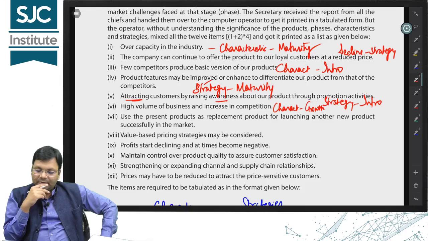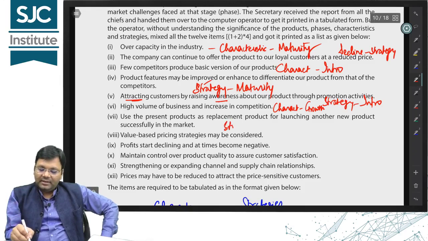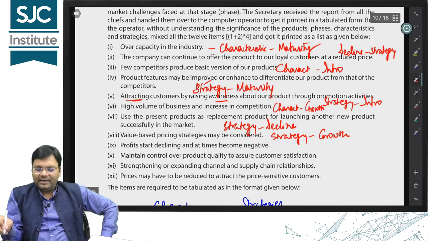Use the present products as replacement product. So this you can only tell me is basically a strategy in decline phase. Value based pricing may be considered. So this I shared with you, it's a strategy in growth phase. Profits start declining at times, becomes negative. This is a characteristic in decline phase.